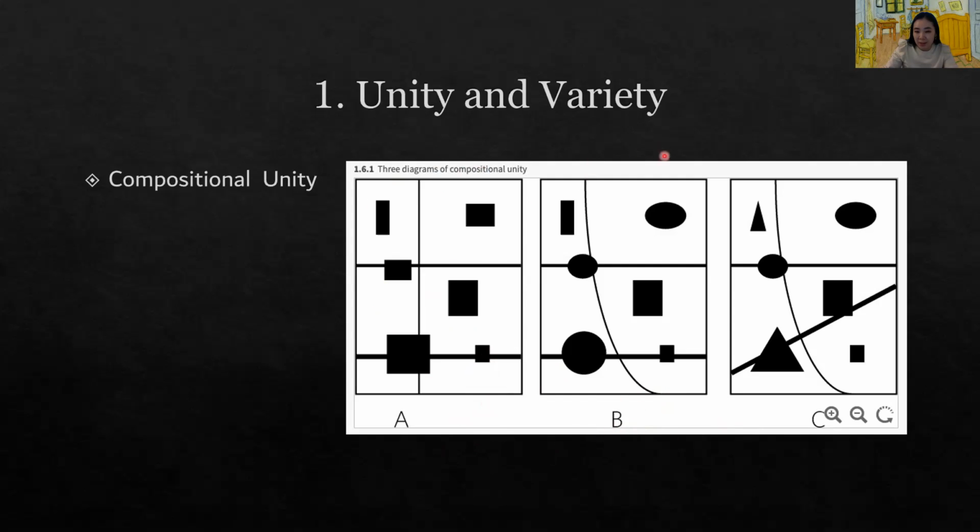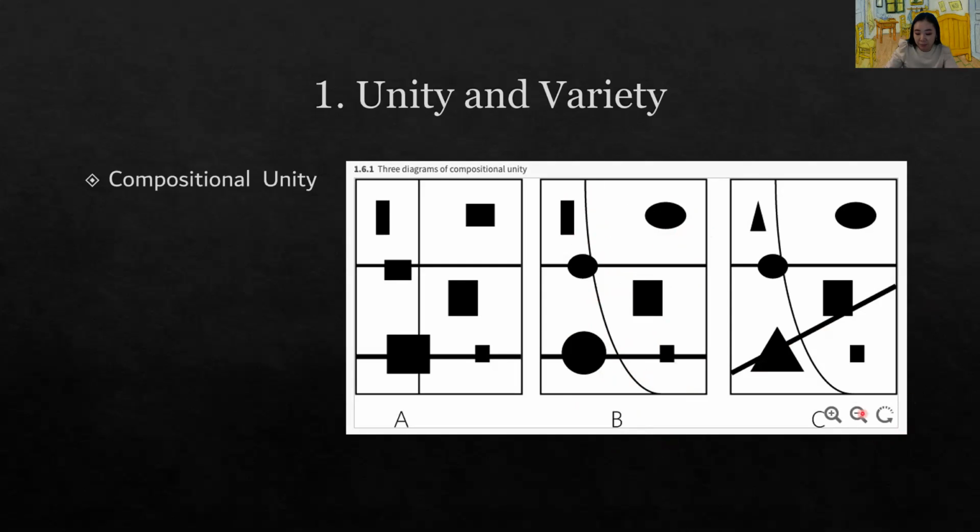And let's look at this B diagram. It has diverse shapes like a circle and rectangle. All the shapes are different sizes, and their positioning is random. So it looks like now there is a lack of unity in B.